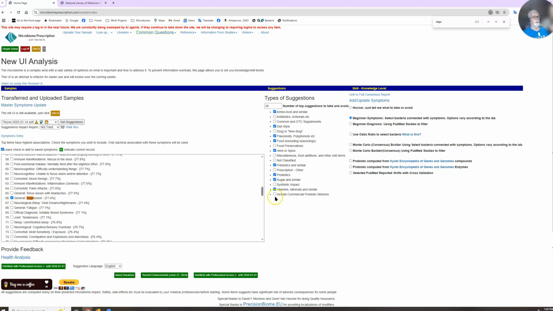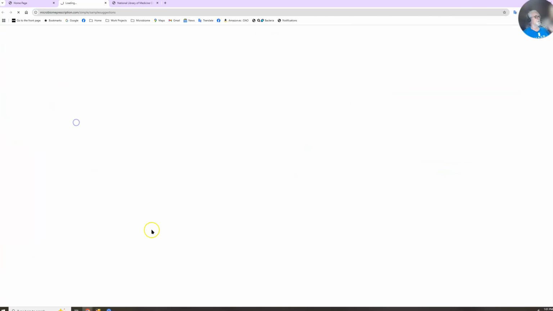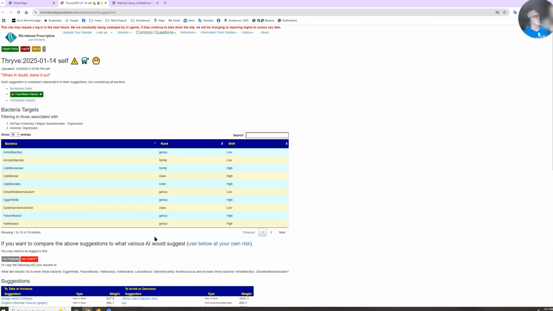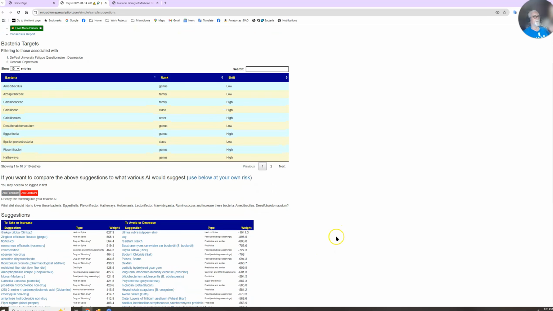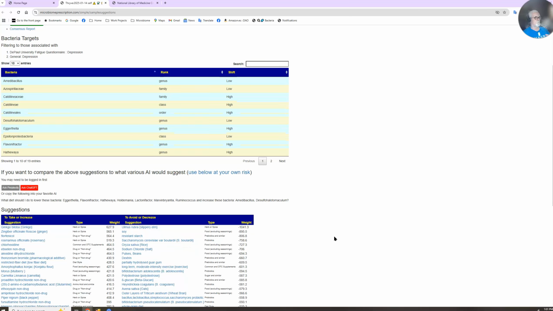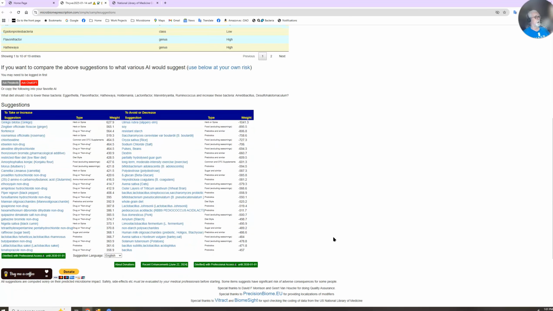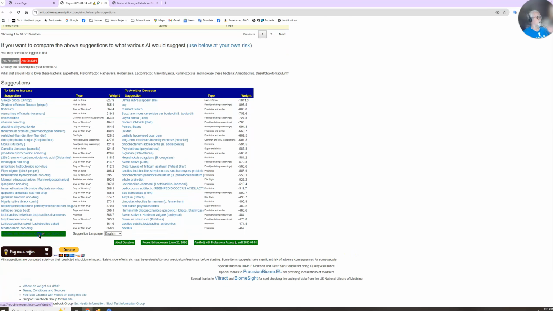And now we can go in and mark things there. Drugs, non-drugs, common over-the-counter, antibiotic, etc. And now we're just going to go in and get suggestions. And here we have the 19 bacteria that are associated with depression from our citizen science studies. And now we can go down here and see what the suggestions are. And we can also take a look.